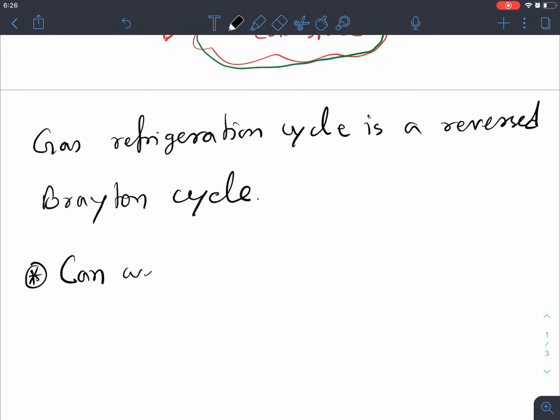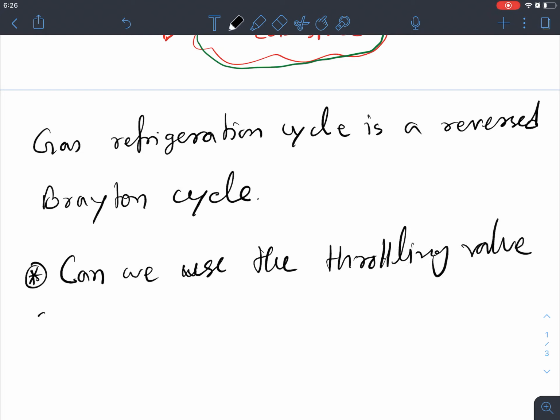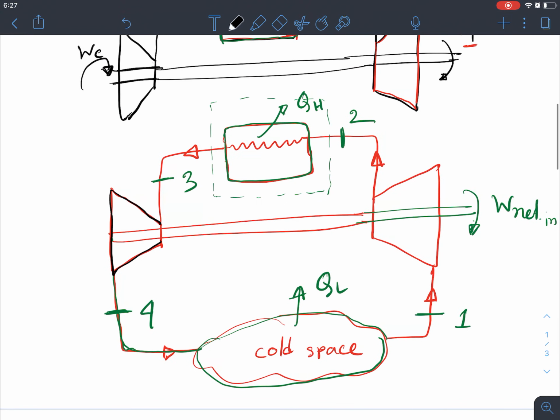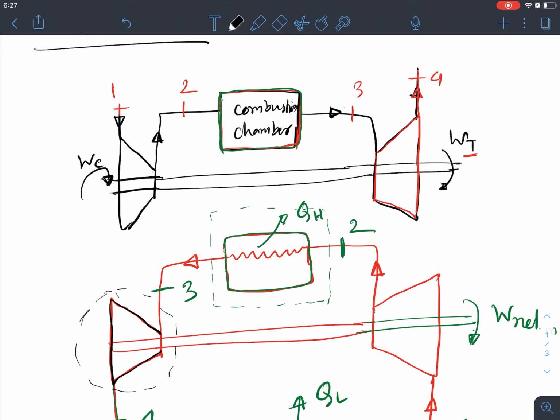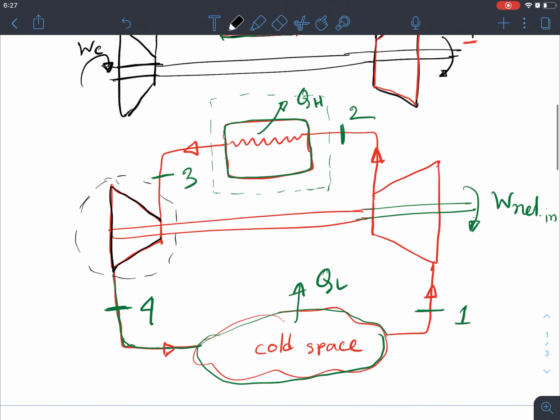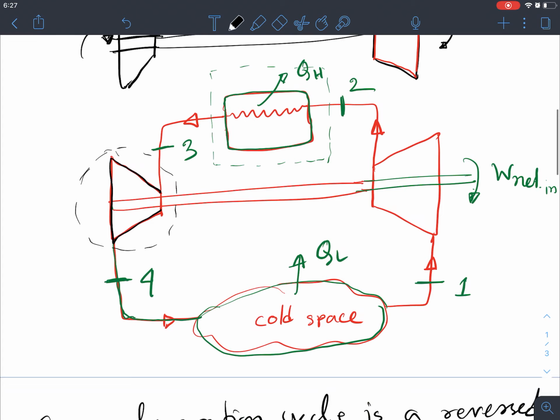You have to answer this question: can we use the throttling valve on this cycle instead of the turbine? Can we use the throttling valve right here instead of this turbine, and what would be the difference? So basically that's the basic working principle of the gas power refrigeration cycle, or the gas refrigeration cycle.